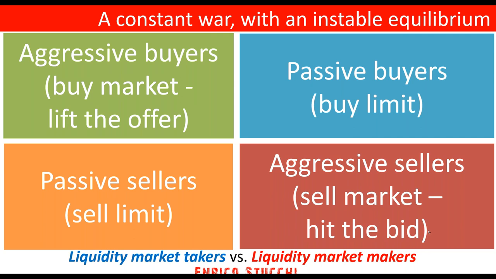If I'm using a discretionary strategy using order flow, I have to remember the constant war. So trading is a constant war between aggressive buyers. They buy market, they lift the offer. They are against passive sellers. So they are selling limit. They stay on the book. They are hitting the book. And passive buyers, they buy limit against aggressive sellers. Sell market, they hit the bid. So the aggressive are market takers, while the passive are market makers. They provide liquidity to the market.